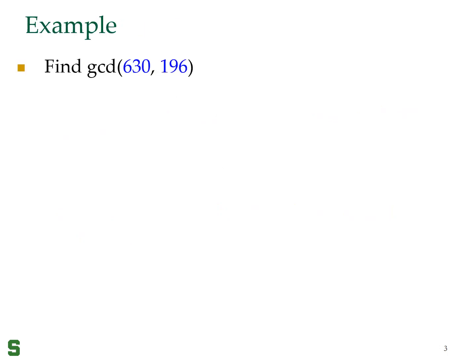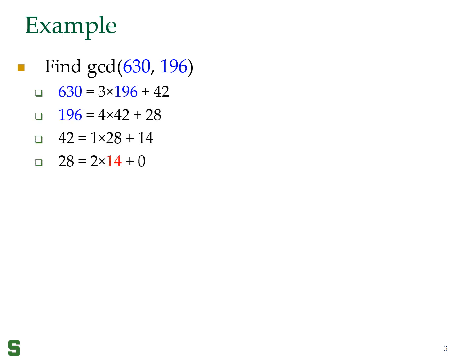So let's look at an example. Here we have two numbers, 630 and 196. What we have here is a way to compute the GCD of these two numbers. What we're going to do is first express the bigger number in terms of the smaller number. So we are going to divide 630 by 196, and what we are going to find here is that the quotient is 3, the remainder is 42.